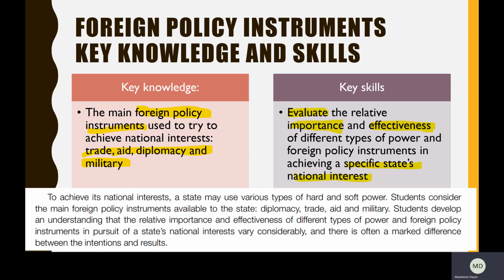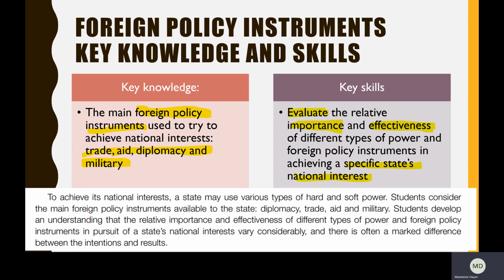What I've got here is a little snippet from the study design that talks about this. And I think what's good about this is it may help you actually understand that in order to achieve national interests, you have to actually use power or foreign policy. So it says here, to achieve national interests, a state must use various types of hard and soft power. Students consider the main foreign policy instruments available to a state: diplomacy, trade, aid, and military. Students develop an understanding of the relative importance and effectiveness of different types of power and foreign policy instruments in pursuit of national interests.